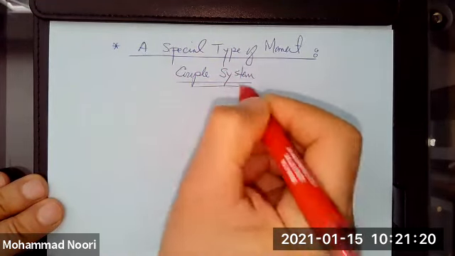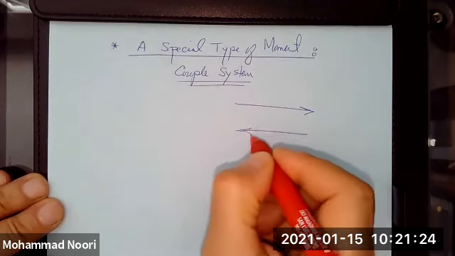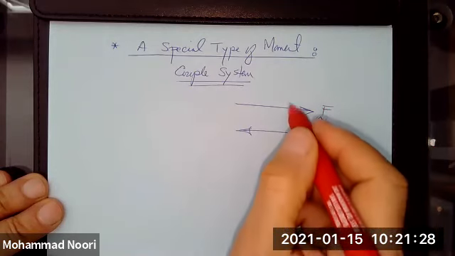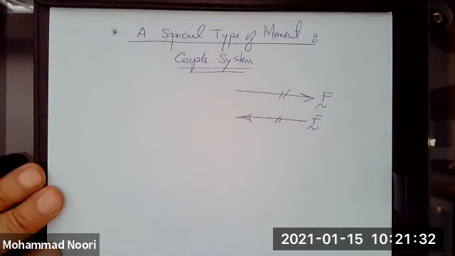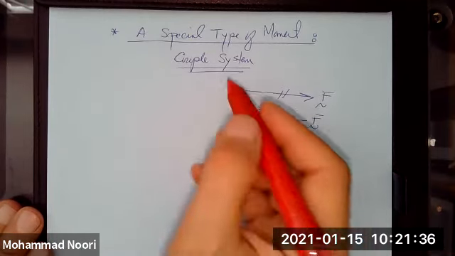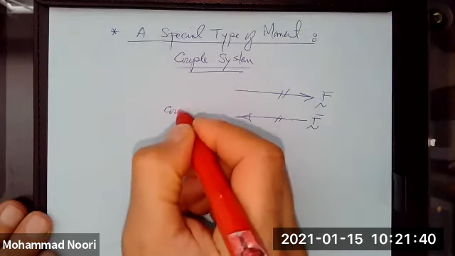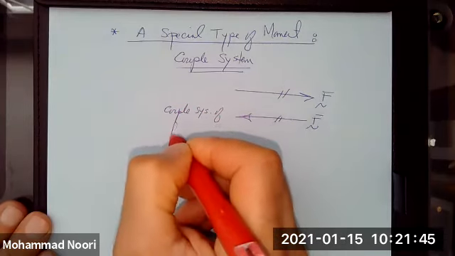So what is a couple system? If you happen to have two forces that are equal in magnitude, parallel to each other, opposite in direction, we call them a couple system of forces.